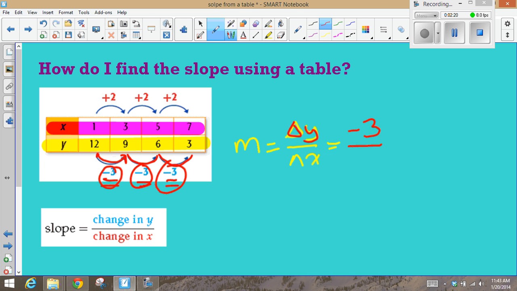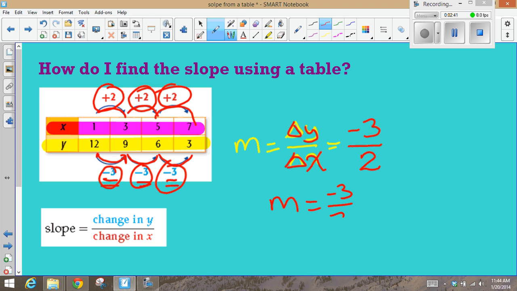Now, on the top, the x's from 1 to 3 is a change of 2, and it's a positive 2 because my numbers are getting bigger. Change from 3 to 5 is a positive 2. Change from 5 to 7 is a positive 2. So my change in x then is a positive 2. So my slope is -3 over 2.